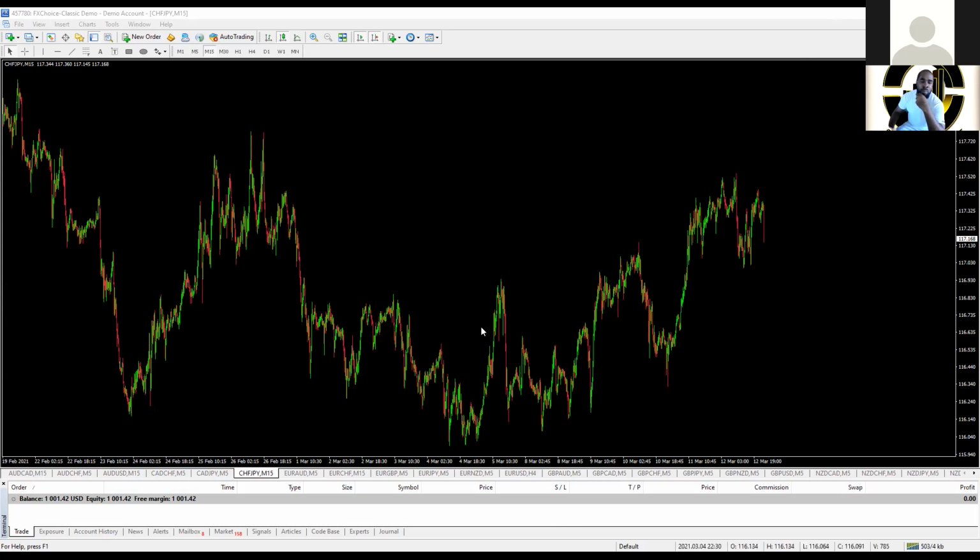If you're down by $500, your equity would show $500 instead of 1,000. Your balance would be 1,000, but your equity would be 500. What that means is, if you were to close this trade right now, this is what your true balance would be. So you really want to pay attention to your equity, and of course, to your margin.